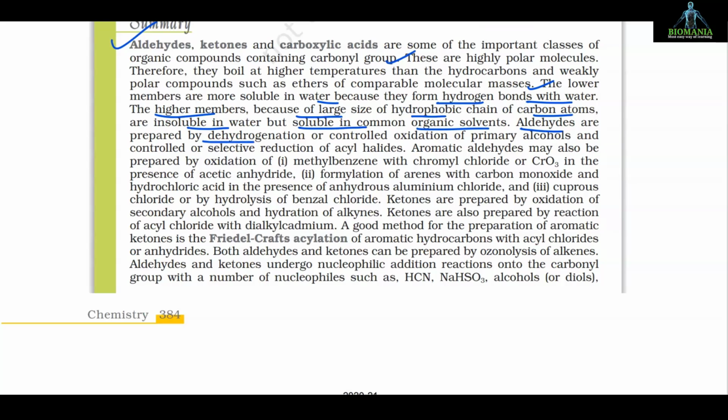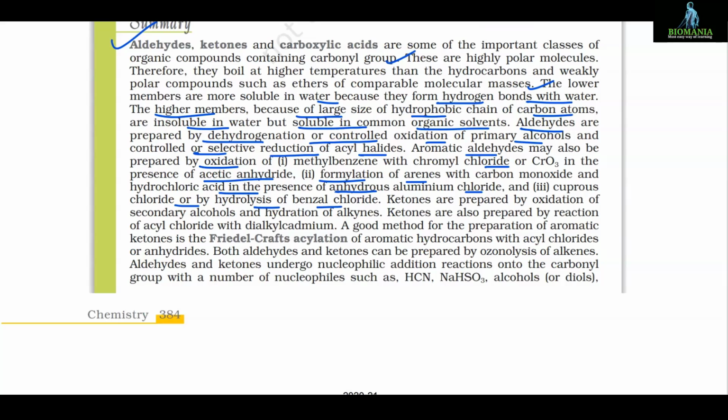Aldehydes are prepared by dehydrogenation or controlled oxidation of primary alcohols and controlled or selective reduction of acyl halides. Aromatic aldehydes may also be prepared by oxidation of methylbenzene with chromyl chloride or CrO3 in the presence of acetic anhydride; number 2, formylation of arenes with carbon monoxide and hydrochloric acid in the presence of anhydrous aluminum chloride and cuprous chloride; and number 3, by hydrolysis of benzal chloride.